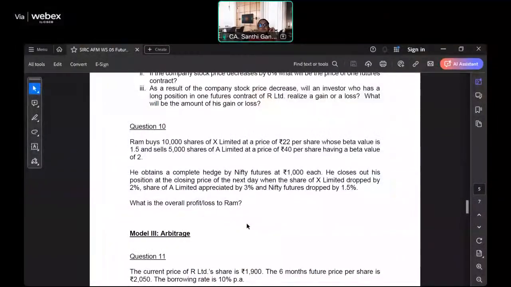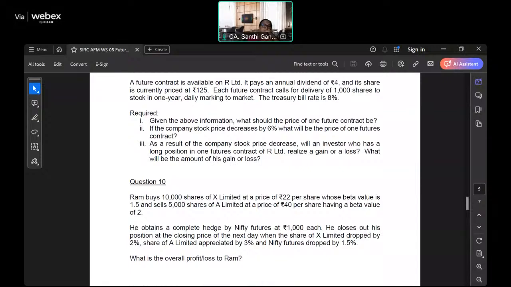So you can try this problem. Try problem 10. This again is a nice problem.